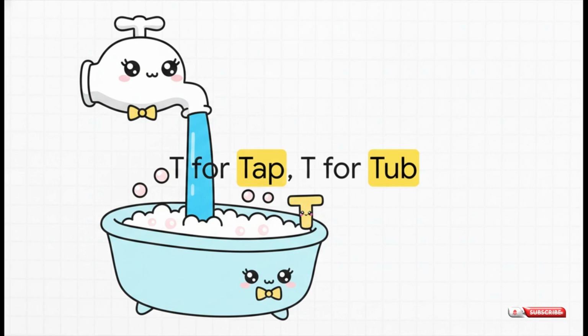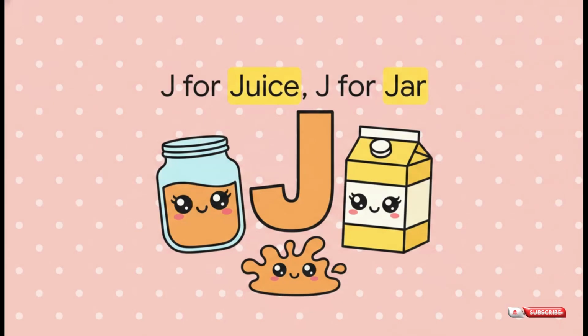Notice how the pairing of tap and tub for the letter T creates this incredibly logical mini-narrative scene. It centers the learning right in the family bathroom. The child learns the sound of T, sure, but also the association that water flows from the tap into the tub. You see the exact same thing with J.